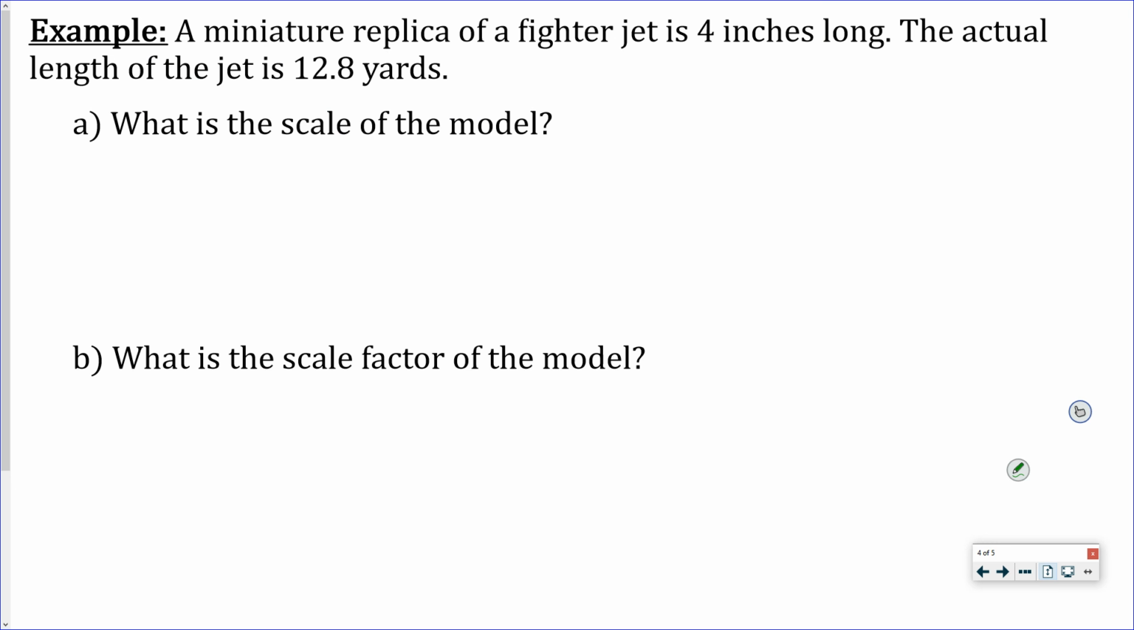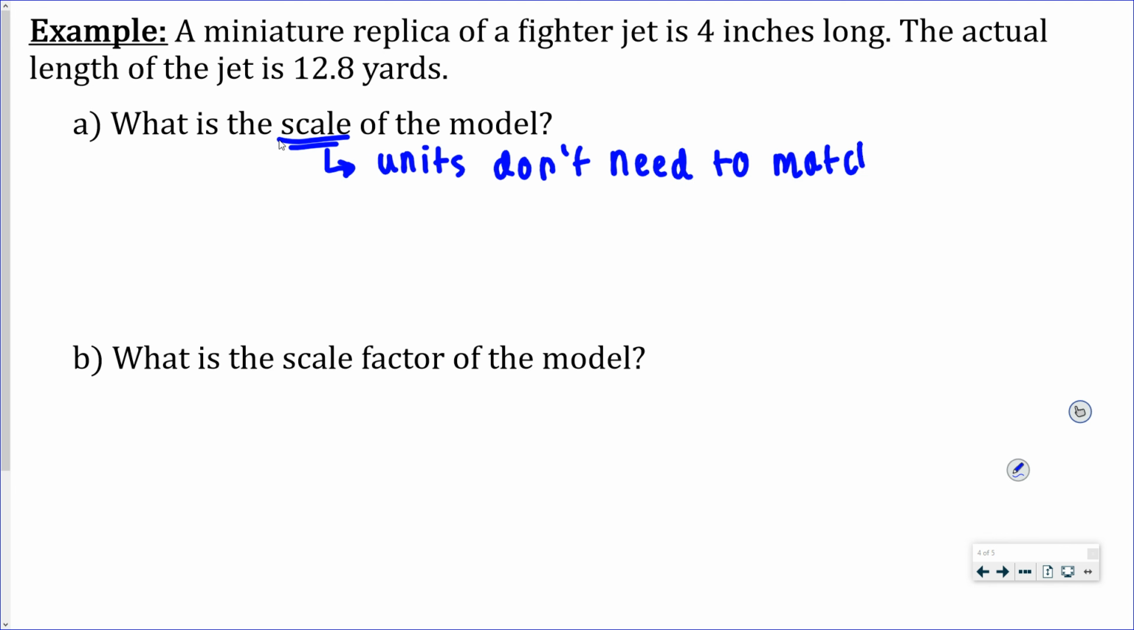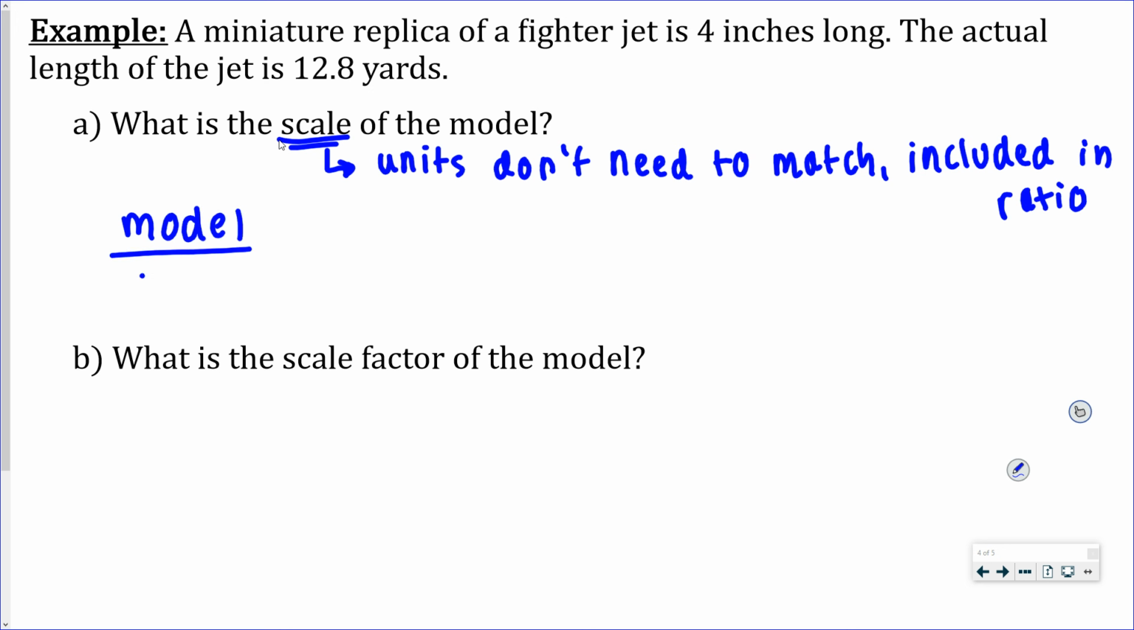A miniature replica of a fighter jet is 4 inches long. The actual length of the jet is 12.8 yards. What is the scale of the model? All right, so when we're talking about a scale, that's when the units don't need to match, and they're included in the ratio. Okay, so usually they're written as a ratio of the model to the actual, but technically they don't have to be.